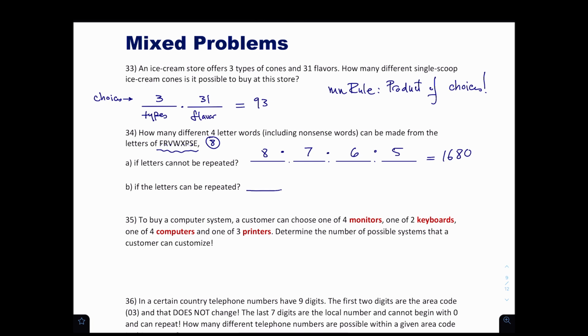For the second one, it says the letters can be repeated. So I have again 4 positions, and this time the letters could be repeated, so I have 8 choices for the first one, but since I can use the same letter for the second position, I have 8 choices there and the same for everything else. And that's 4,096 outcomes.